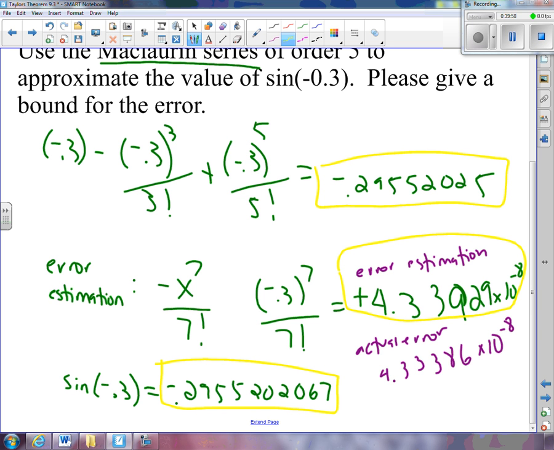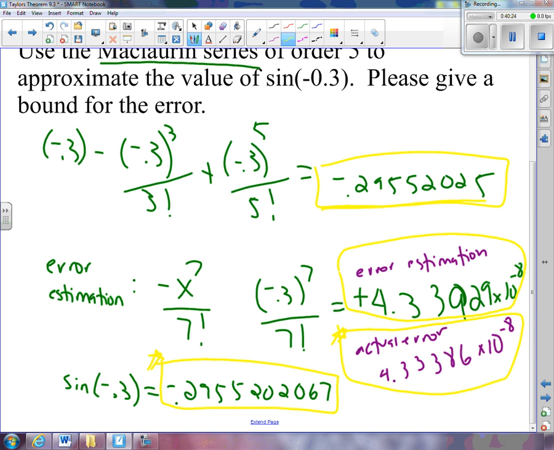This is what our error actually was. We were only able to find that because we have a cute little calculator that we can type sine of negative 0.3 into. Back in the day, they didn't have which two numbers? The bottom one, the actual value, and the actual error. All they knew was what their approximation was, and they knew what their error bound was.